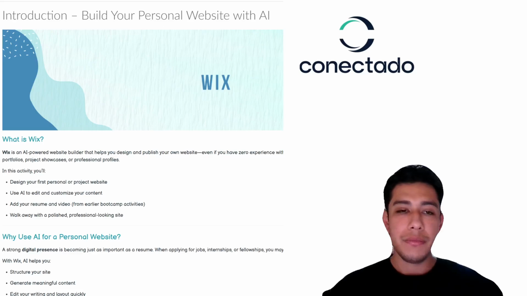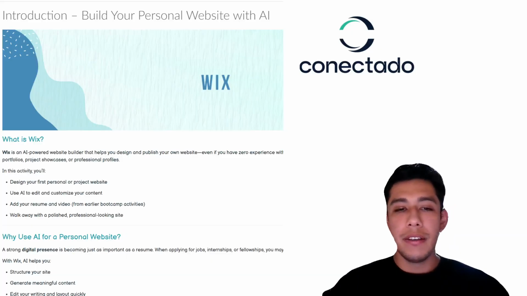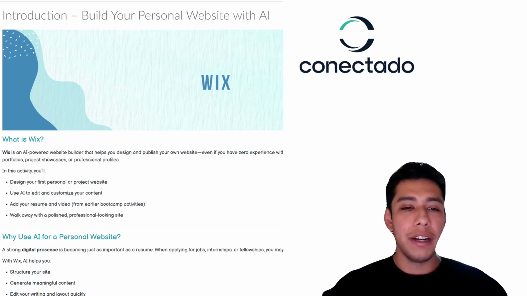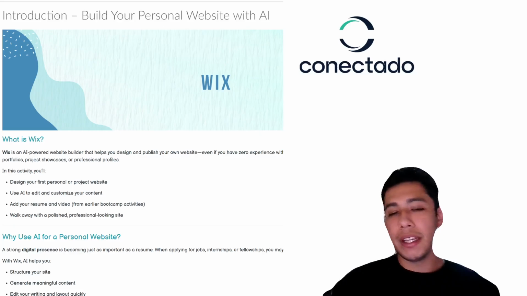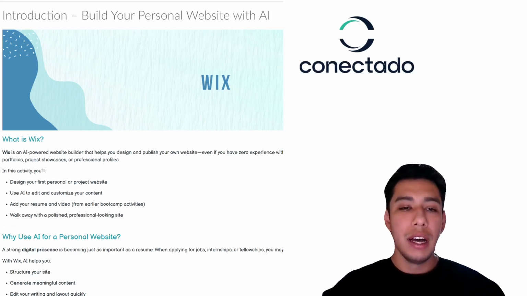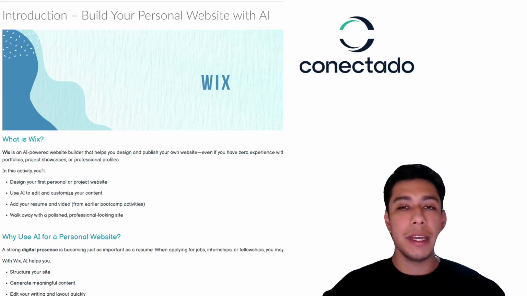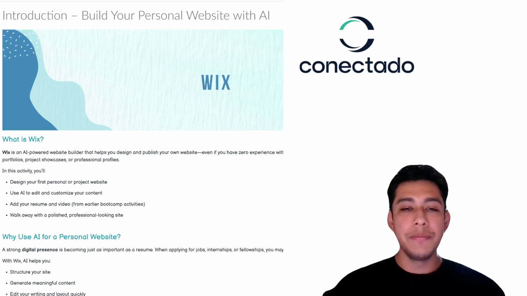So in this activity, what we will cover today is, one, designing your first personal or project website, maybe second if you've already created one, using AI to edit and customize your profile content, adding your own personal resumes and any videos, maybe say you completed a boot camp with us before and you have some of that media that you can incorporate. But at the end of the day, we're walking away with a polished and professional looking site. And it's another reason why we encourage you all to use your own personal resumes and experience, so at the end of the day, you can already have that in your portfolio and you're ready to go.